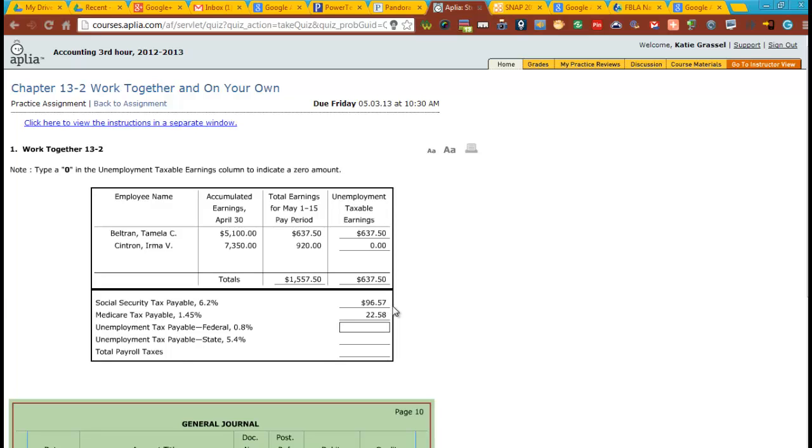Okay, now, what do I need to do for unemployment tax payable federal and state? Take 637.50, and I'm going to multiply. Now, please look. This is where we make ah-ahs, ooh-oohs, and boo-boos. Okay?